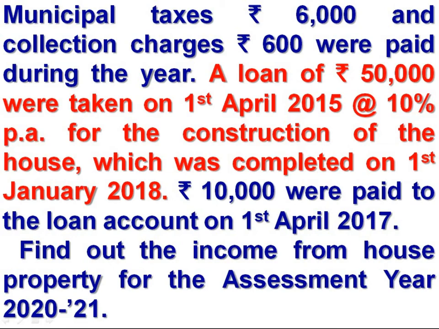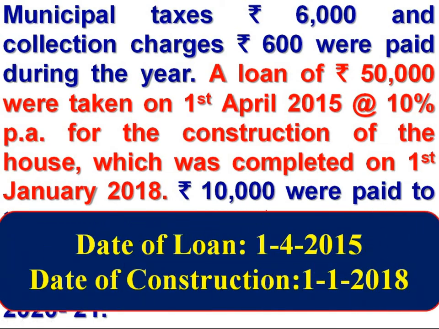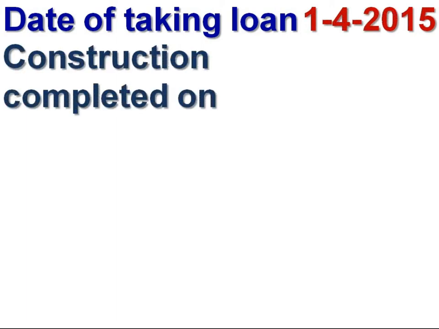Therefore, we have to compute interest prior to construction. Note these two dates. Date of loan 1st April 2015. Date of construction completed 1st January 2018. Now we are computing interest prior to construction. See, date of taking loan 1st April 2015. Date of construction completed 1st January 2018. Interest prior to construction means interest on loan up to the previous year in which the construction was completed.